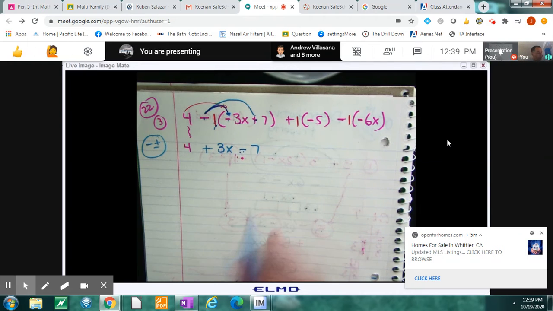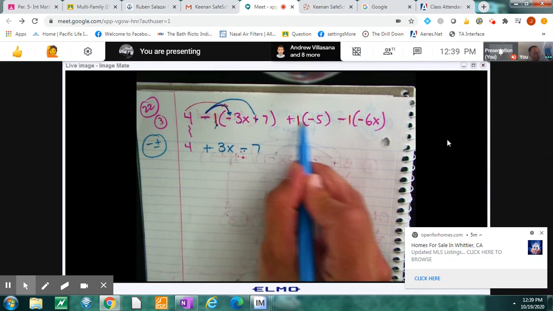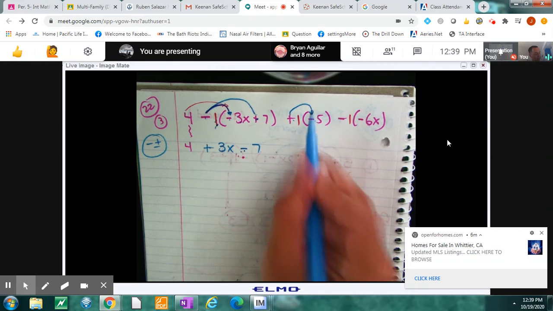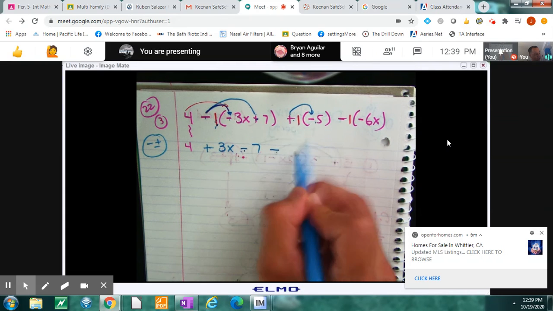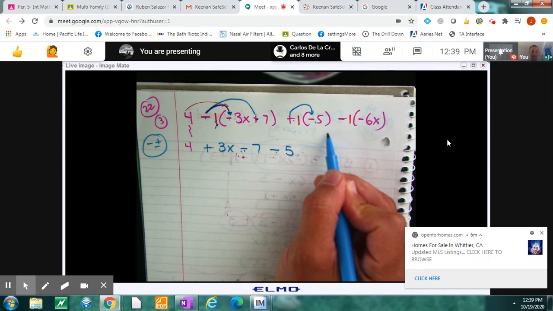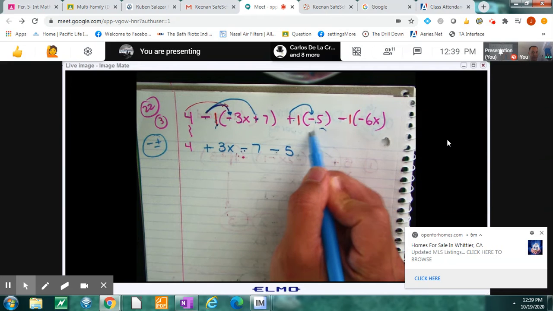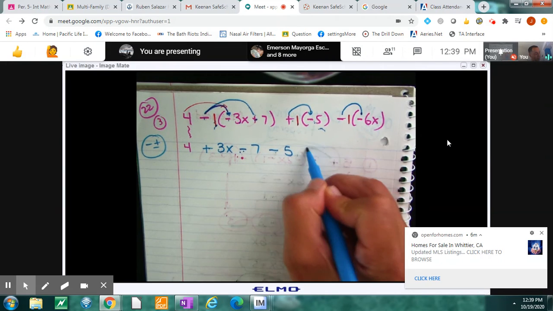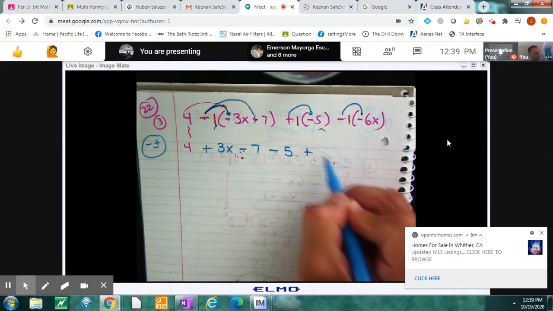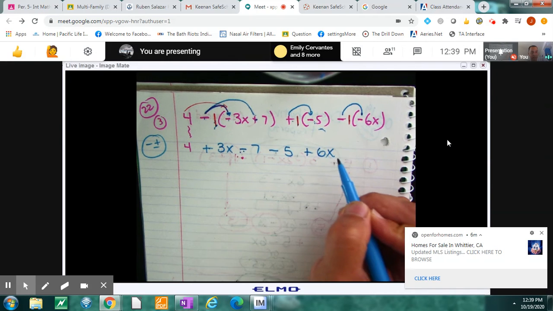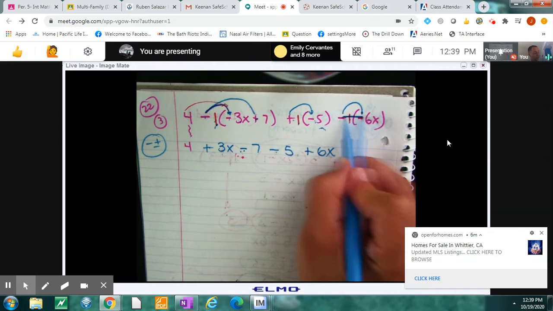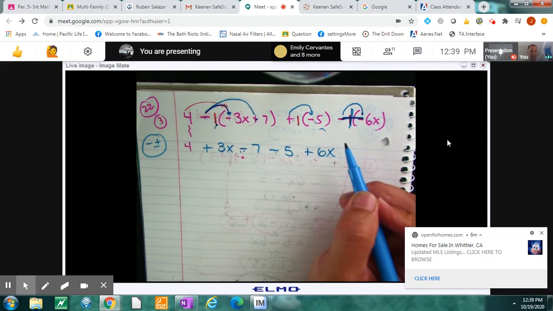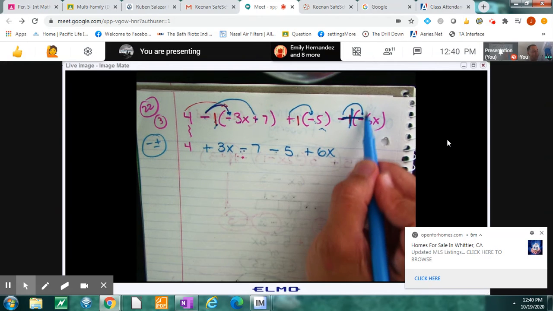All right. Now, what about here? Plus negative, positive times negative is negative, and 1 times 5 is 5. See how the parentheses disappeared? And then here, negative times a negative is a positive, and 1 times 6x is 6x. Before, we were just doing this, and that's fine. But this will allow you to understand we're multiplying by itself.